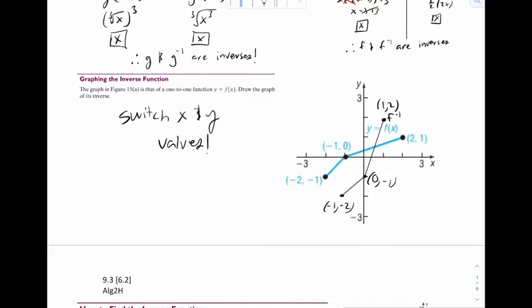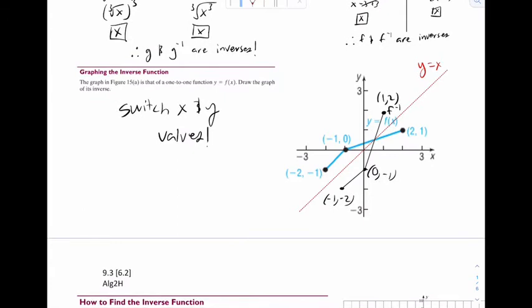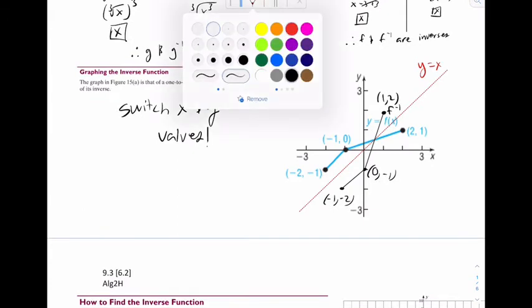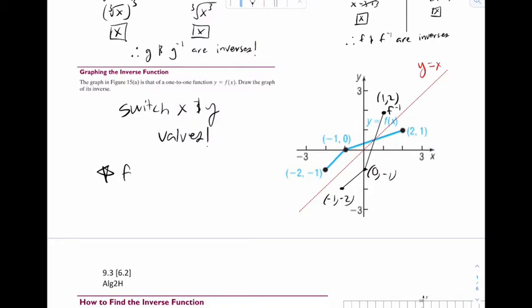And what's really interesting is you might notice that there is a line of symmetry happening right here. This is y equals x. So what happens is that, put a big star here, f and f inverse have symmetry over the line y equals x.